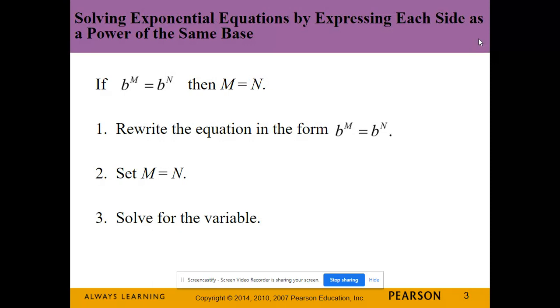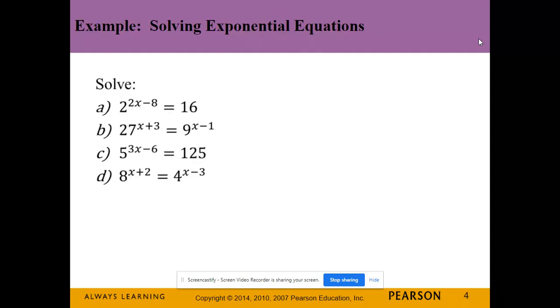All right, so the first part of the objective was how to solve by expressing each side as a power of the same base. So what you need to know is if b raised to the power of m is equal to b raised to the power of n, then m equals n, right? So if the bases are the same, then those two exponents have to be the same as well. So you got to rewrite it in the form of b to the power of m is equal to b to the power of n. What that means is you got to get the bases to be the same. Once the bases are the same, then you set the exponents equal to each other, then you solve for the variable. So let's look at the examples we have.